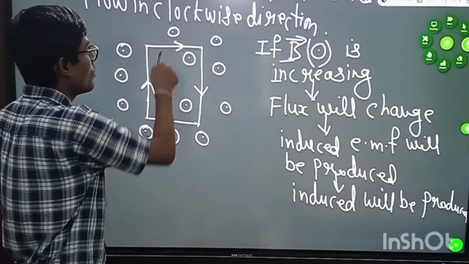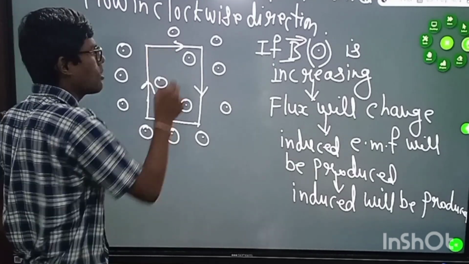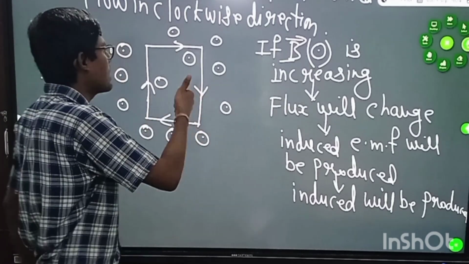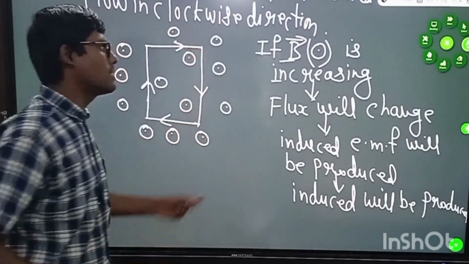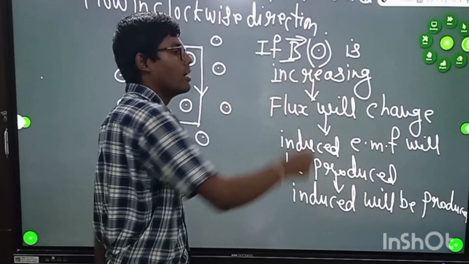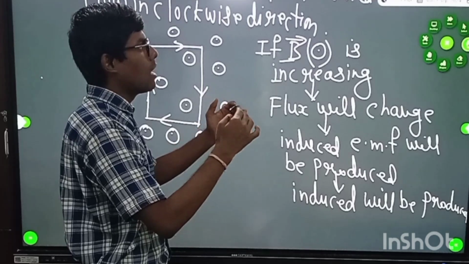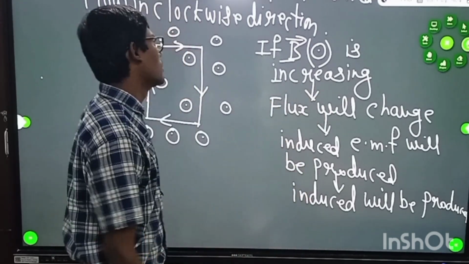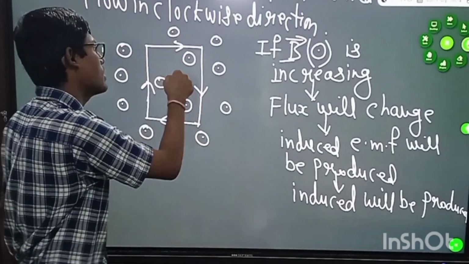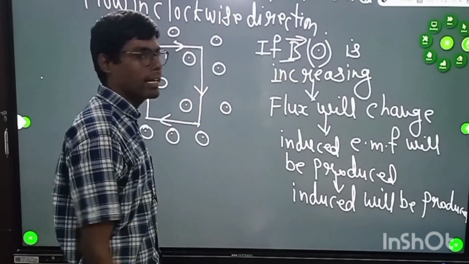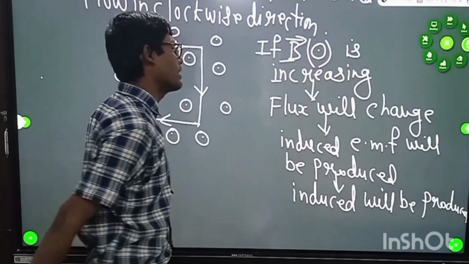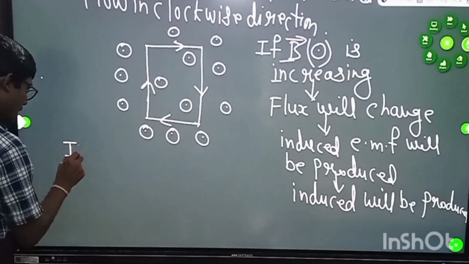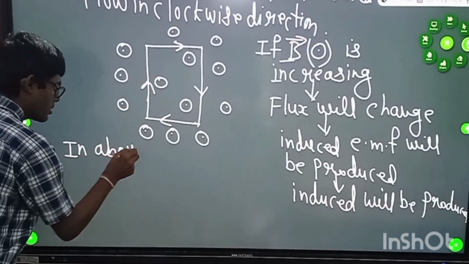Now if the current flows in anti-clockwise direction, then the magnetic field produced due to this anti-clockwise current will be outward, and the external magnetic field is also outward. So the magnetic field will increase further, which is against Lenz law. So the current will not flow in anti-clockwise direction, it will flow in clockwise direction, so that it will oppose the increasing magnetic field.